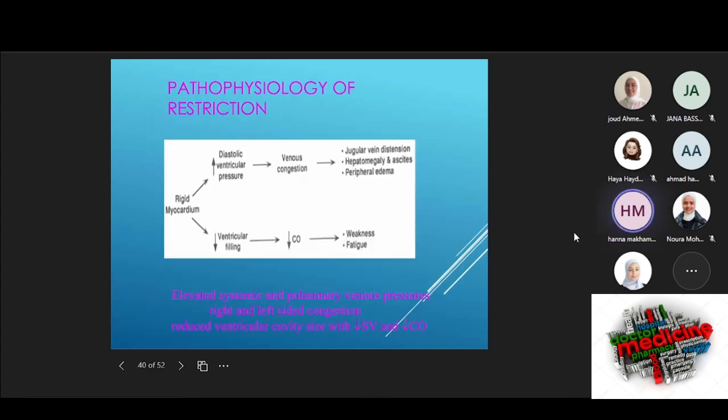The pathophysiology of restriction, again, there is decreased ventricular filling, and that leads to decrease in the cardiac output. And there is increase in the pressures with minimum volume, and that leads to congestion. So just like any patient with heart failure, increase the pressure in lungs بتؤدي إلى congestion, will increase pressures in the right atrium leads to congestion on the systemic side. By the same token, a drop in the cardiac output leads to fatigue and weakness.